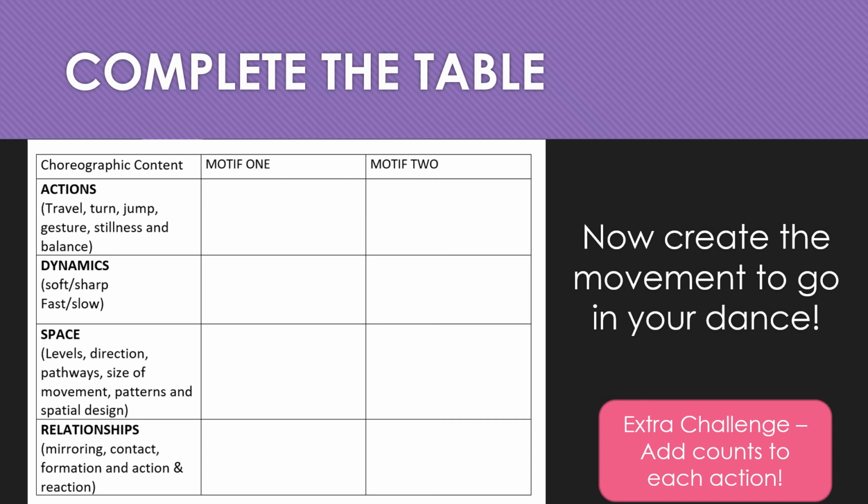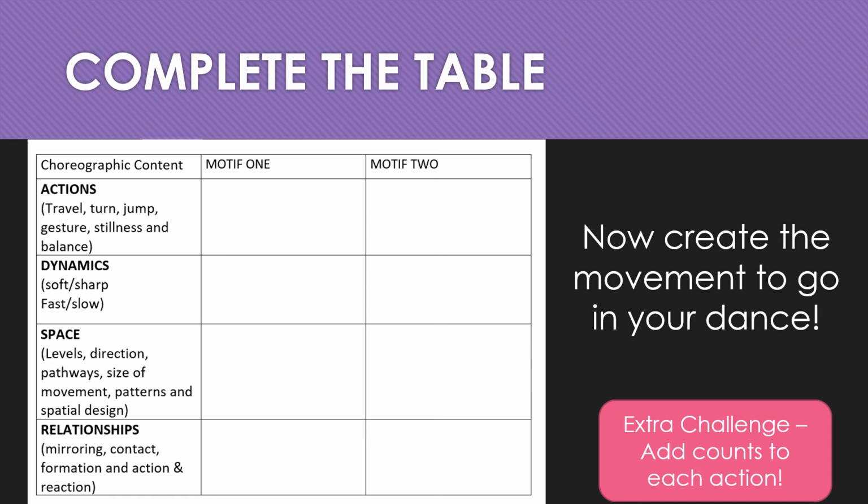so they could be facing each other in perfect symmetry, for example. A formation, so you're definitely going to want to tell me in both motifs what formation your dancers are standing in. And you can simply say dancers are standing in a triangle formation. And action reaction, remember that's where one dancer does an action and the other dancer reacts to that action. So you're going to want to add some relationships at the end.